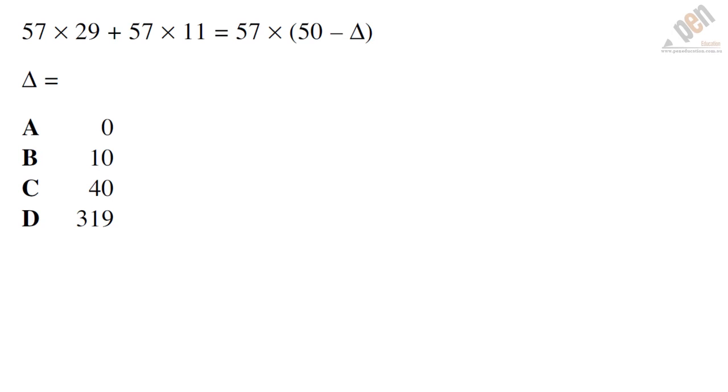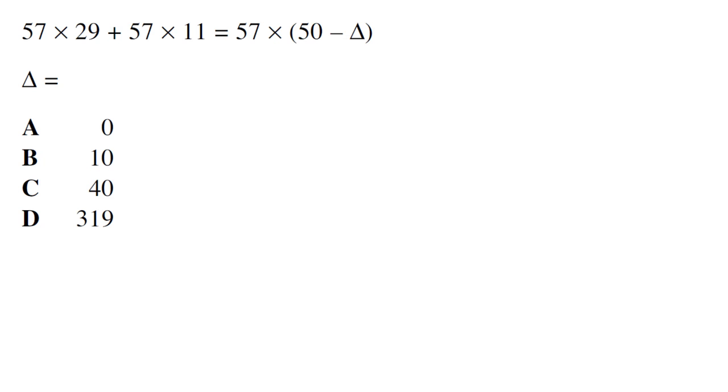57 times 29 plus 57 times 11 is equal to 57 times 50 minus triangle. Okay, so what we have here is a question that we can solve in a couple of different ways. The worst way to do it would be to actually calculate the values. But instead, what we can do is realize the actual essence of the numbers that we have.